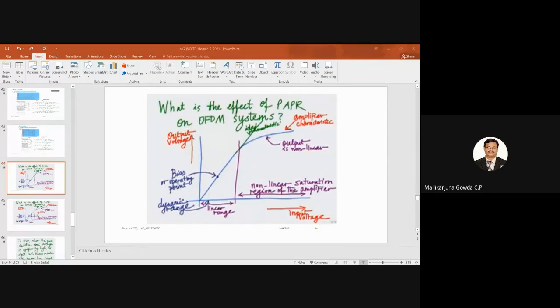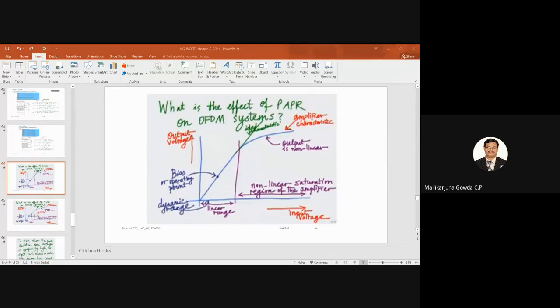And wherever it is linear, that we call the linear range or dynamic range. And this part we call the non-linear or saturation region of the amplifier. You all know this very well, right? When it is getting saturated, it becomes constant. Even if you increase the input voltage, there will be no change in the output voltage. That is why we call it the saturation region.